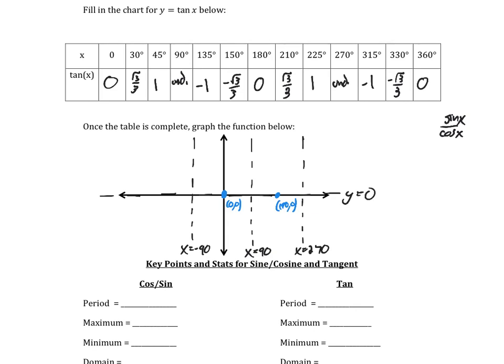Those midline points are halfway in between the asymptotes. Key feature to remember. So I'm just going to call them the 0 points. They're halfway between the asymptotes.